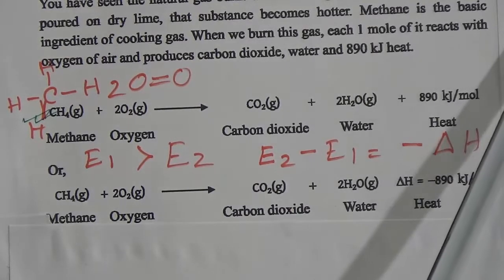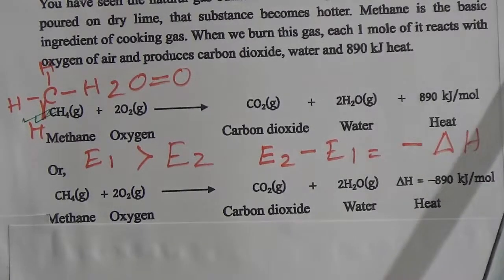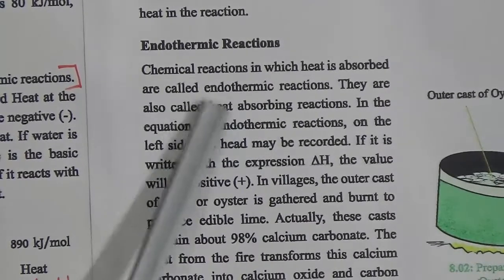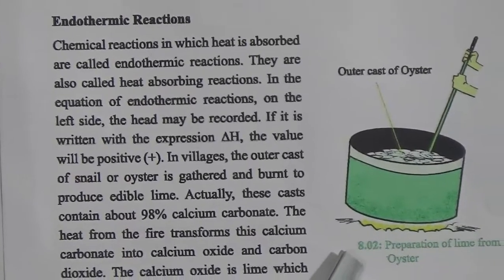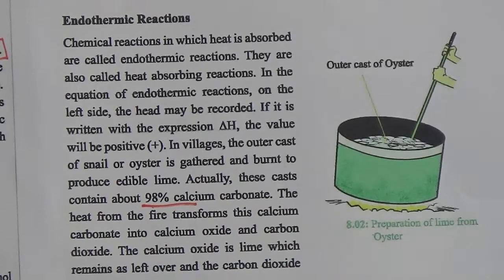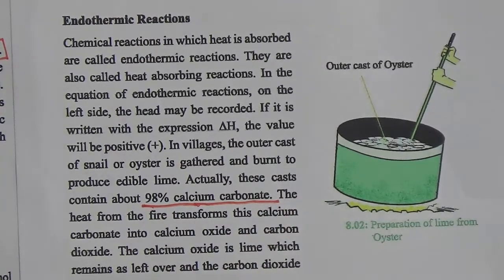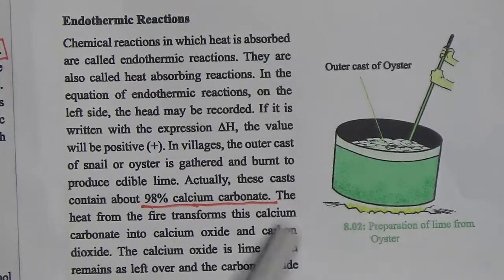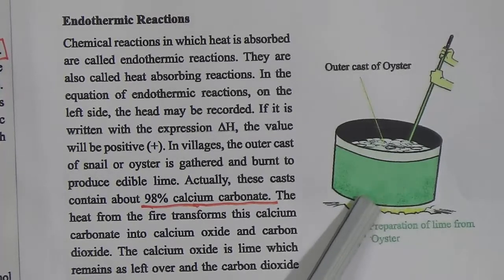Now come to the endothermic reaction. Dear students, if you go to the coastal area, you will observe that the outer crust of the oyster is cooked or boiled with water, and by applying heat, through this procedure they make calcium carbonate, because 98% of the outer crust or shell of the oyster is calcium carbonate, and this is the edible calcium carbonate which we eat with betel leaf. And look, there we have to apply heat to get the calcium carbonate from the oyster crust, and a lot of heat is absorbed and we get our product.